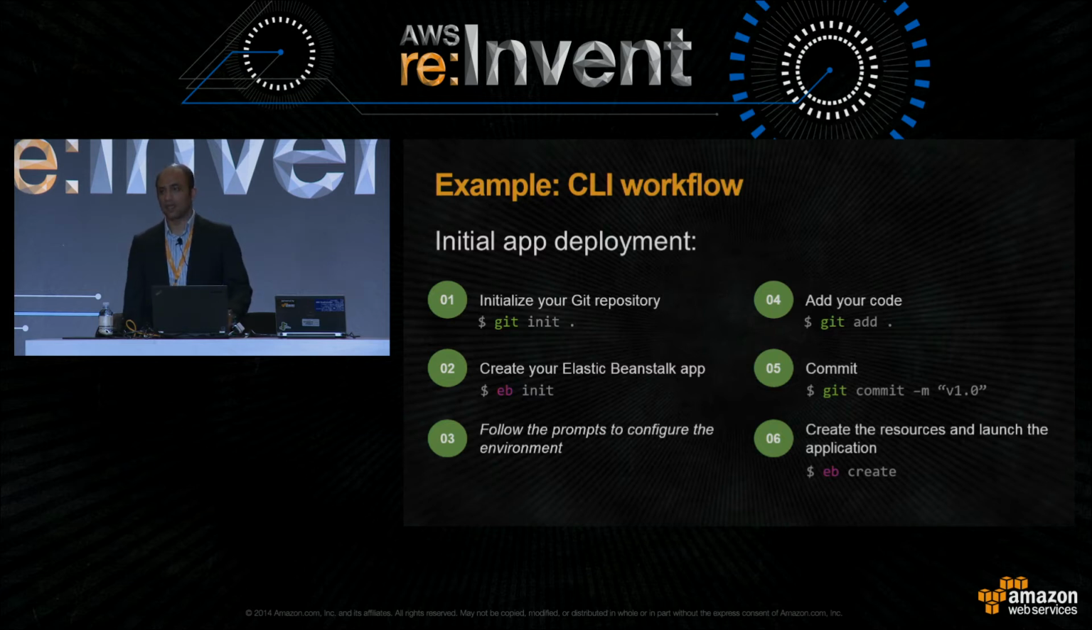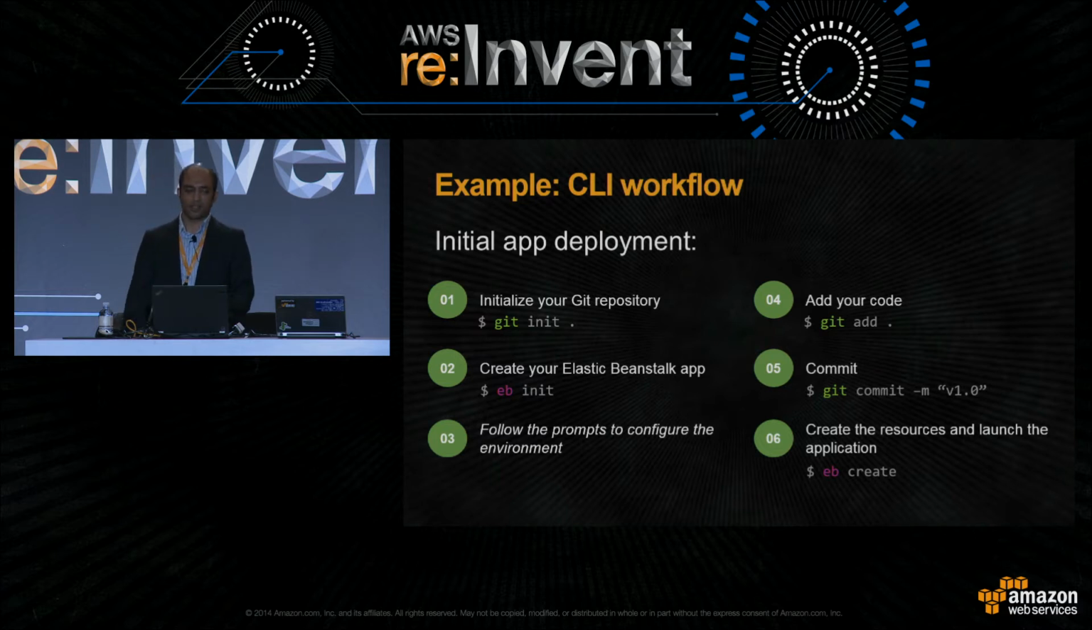EB init is interactive if you don't specify any options. There's a whole host of command line options that you can specify. If they're not specified, it's interactive, so it will have a bunch of prompts. You go in, you fill those out. You obviously write your code. You make sure to run git add so that all that code is in the repository. And then you do a git commit.